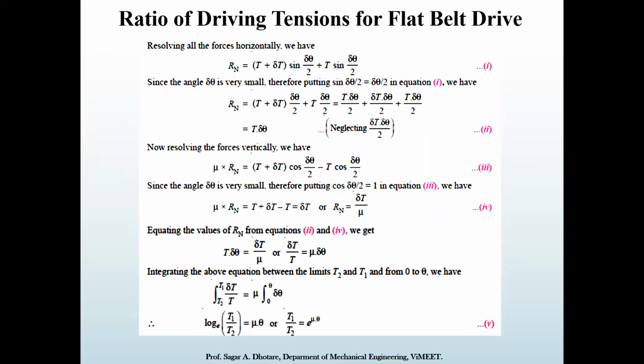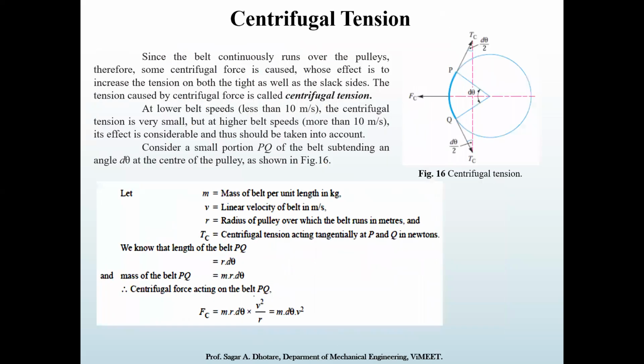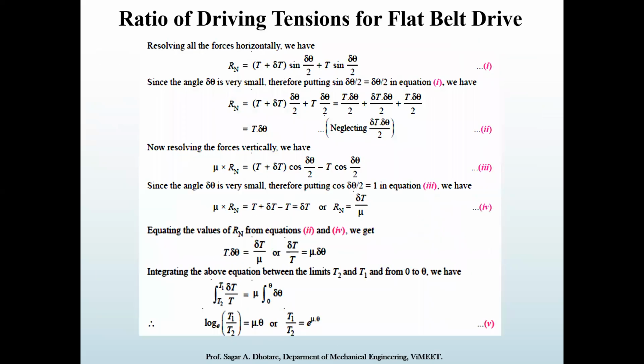So go through these equations, and finally we can find that T1 divided by T2 is e raised to mu theta, an equation we have already known. Here is a brief of how the equation is generated. Okay, you can refer to it.